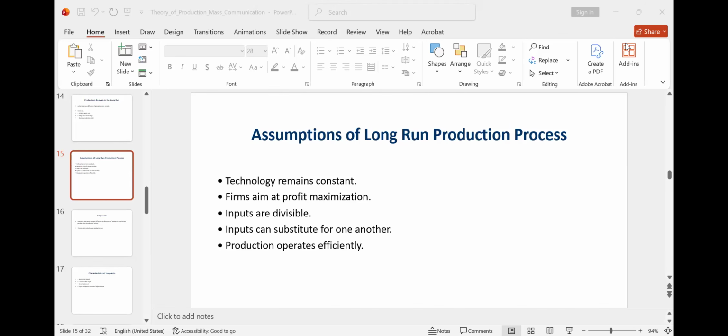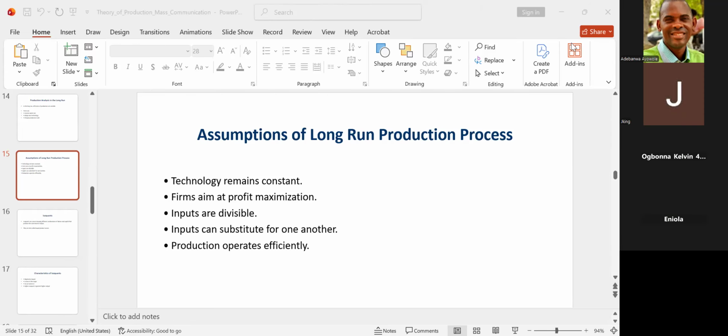Okay, so welcome back to the continuation of the presentation. And let's be mindful of time. It's about 30 minutes duration for the trial version of Zoom.